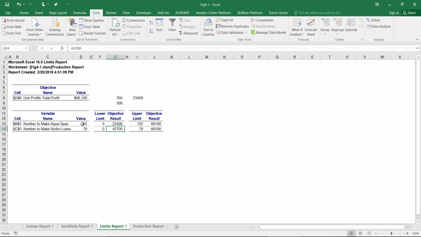The upper limit sets one parameter at its optimal value and tries to increase the other. Obviously, we are not going to be able to increase these values, because these are the optimal solutions that we have.